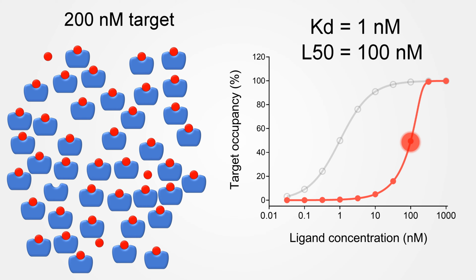In some experiments, we deliberately use a large amount of target, for example, in DNA-encoded library screening. In this example, the target concentration is 200 nanomolar. Under these conditions, the binding curve is dramatically shifted. In this example, the L50 value is 100 nanomolar. In other words, a ligand with 1 nanomolar affinity looks like a ligand with 100 nanomolar affinity, and that's kind of scary. While these ligands can be really good for finding hits, they are problematic for quantifying the potency of the ligand.